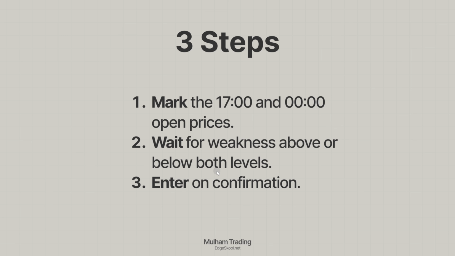But when price is above both or below both, that means we have an overextension. We have an opportunity, price is away from the mean price. That means we could buy or we could sell, depending on whether it's above or below. And then we enter with confirmation. And we're going to be talking about confirmation.